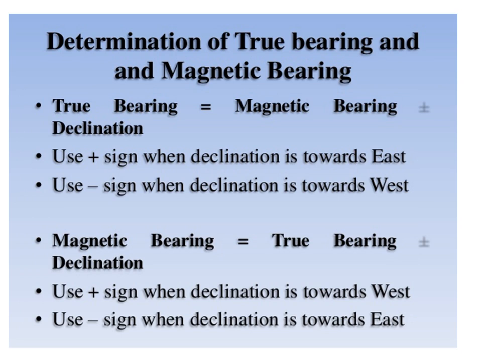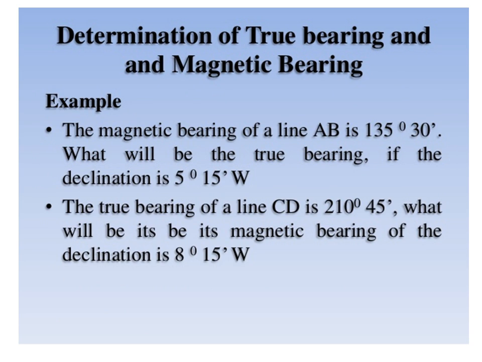Then we will see how to determine the true bearing and magnetic bearing when the declination is given. The formula is the true bearing equal to magnetic bearing plus or minus declination. Use plus sign when the declination is towards east. Use negative sign when declination is towards west. Similarly, magnetic bearing is calculated as true bearing plus or minus declination. So use positive sign when declination is towards west and use negative sign when declination is towards east, because the declination is towards west.